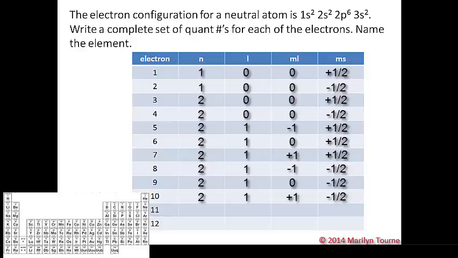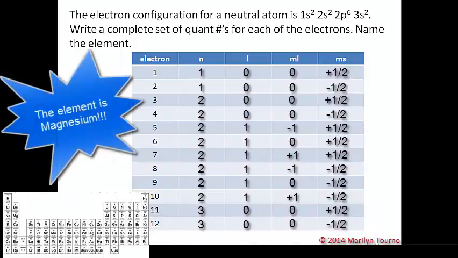Row number 3, back at the s. So n would be equal to 3. If you have an s, it equals 0 for the l. So that's going to be 3, 0, and then m sub l has to be 0, and then you have a plus 1/2. And then you do the second electron in that third row in the s orbital, which would be 3, 0, 0, minus 1/2. Pretty simple. If you can do this, you're understanding what's going on.